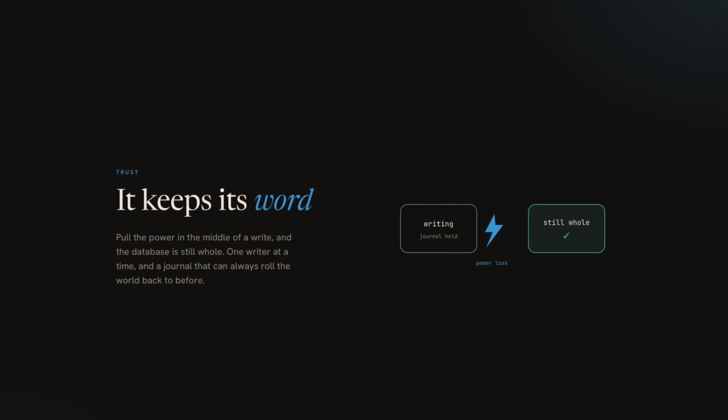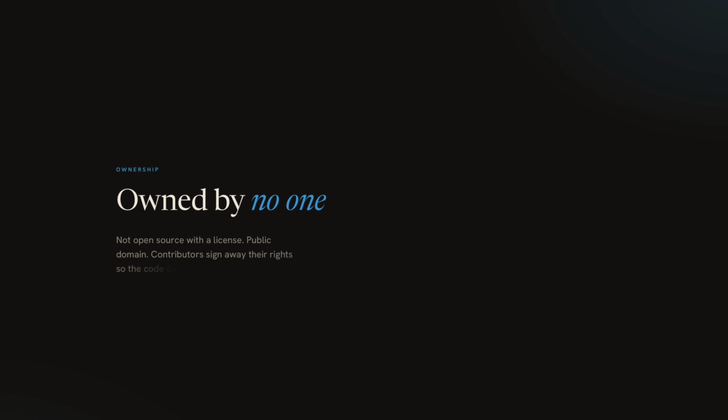There is one more choice that makes it strange, and it is about ownership. SQLite is not open source with a license attached. It is public domain. The authors gave up their rights on purpose. Contributors sign an affidavit dedicating their work to the public domain so the code can belong to everyone and to no one at once. It is very deliberately unownable. No company can buy it and no license can be revoked.